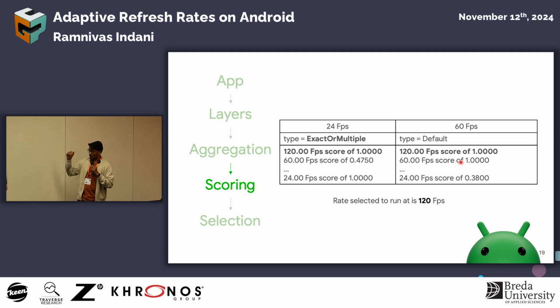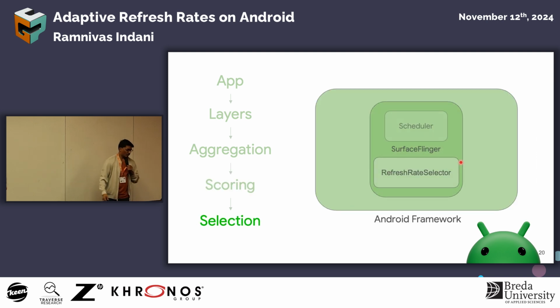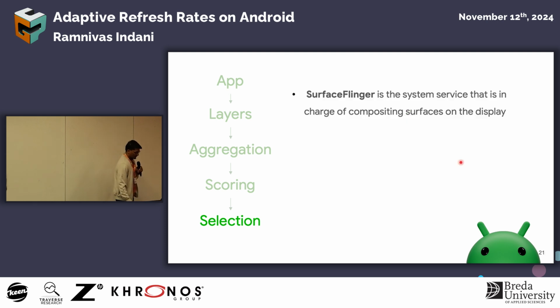So this layer scoring helps because this only works because we set a frame rate on it, and we can create a frame rate using this. So where in Android is all of this happening, for the refresh rate selection? It's something called the Surface Flinger component. There is a refresh rate selector, there are schedulers and things like that to make these selections.